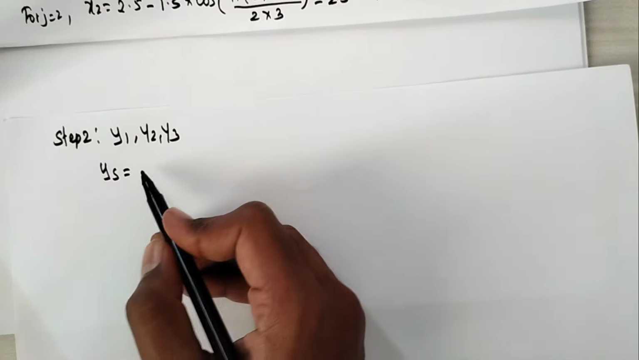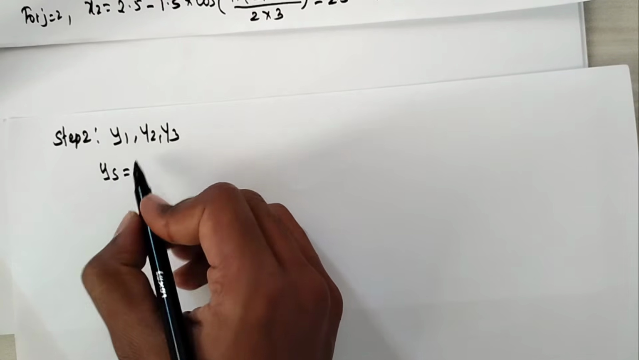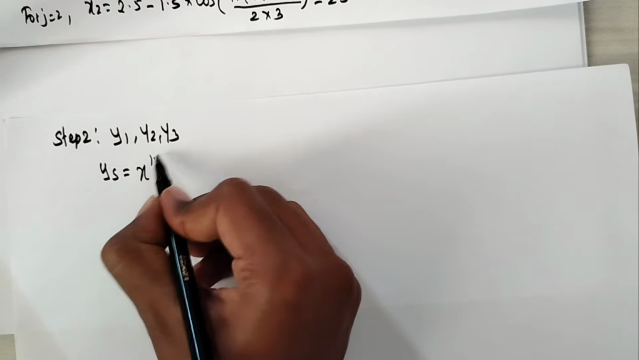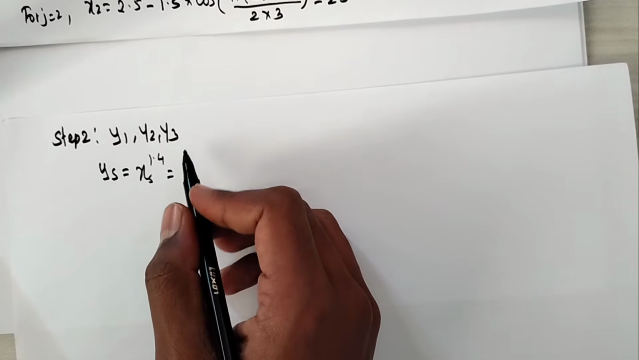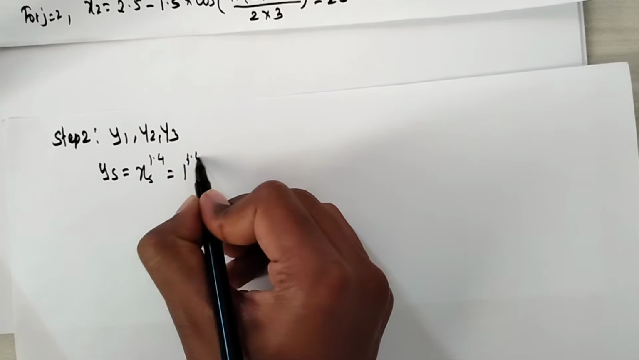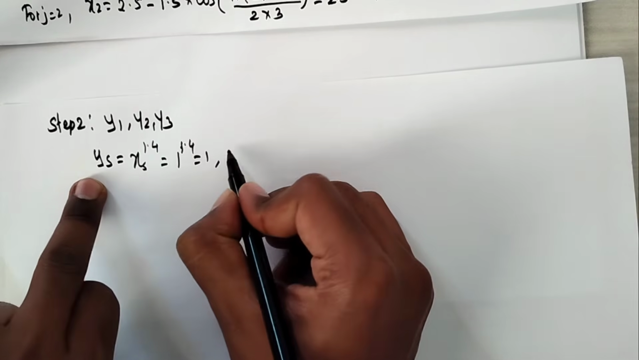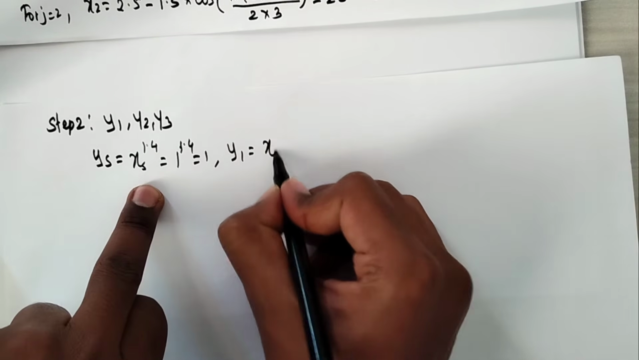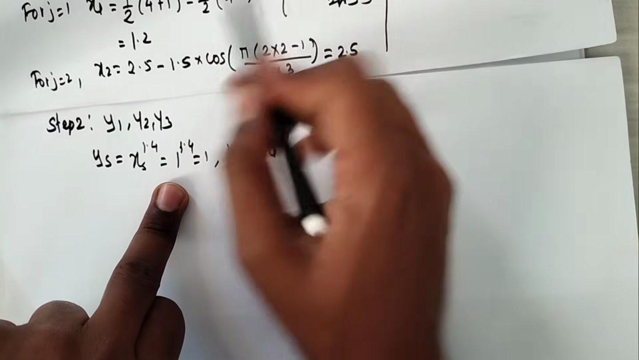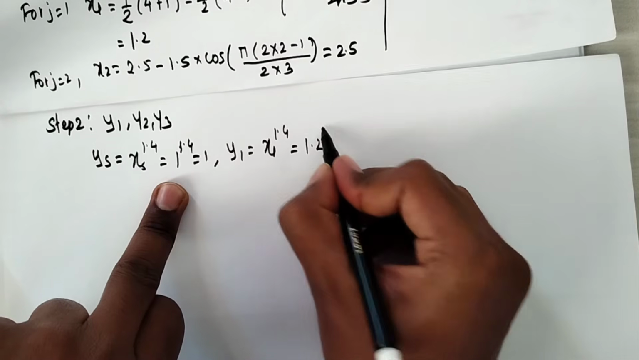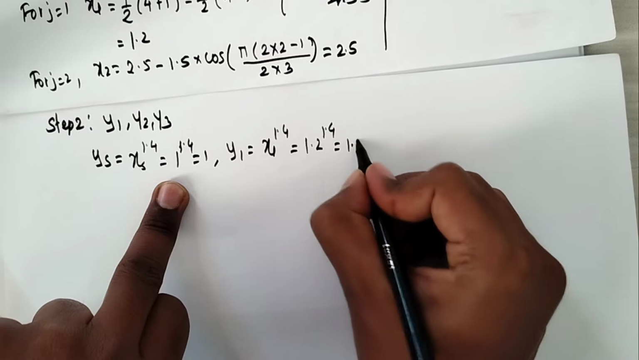So ys is equal to, our function is x raised to 1.4. For ys, this x is xs. So if you put here, xs is how much? 1. So 1 raised to 1.4. Of course it is 1 only. Then I can find out the next value, that is y1. So y1 is equal to x1 raised to 1.4, which is nothing but, x1 is how much? Just we found x1 is 1.2. So 1.2 raised to 1.4, we solve, it is 1.29.